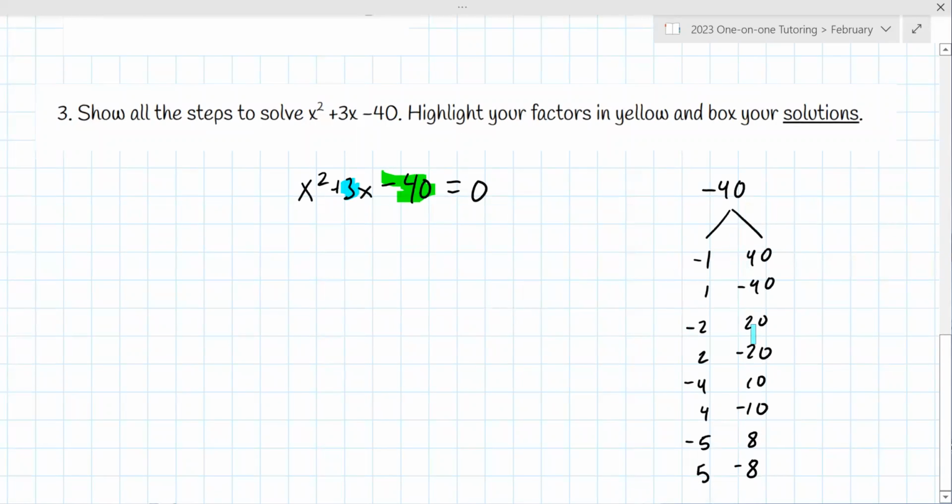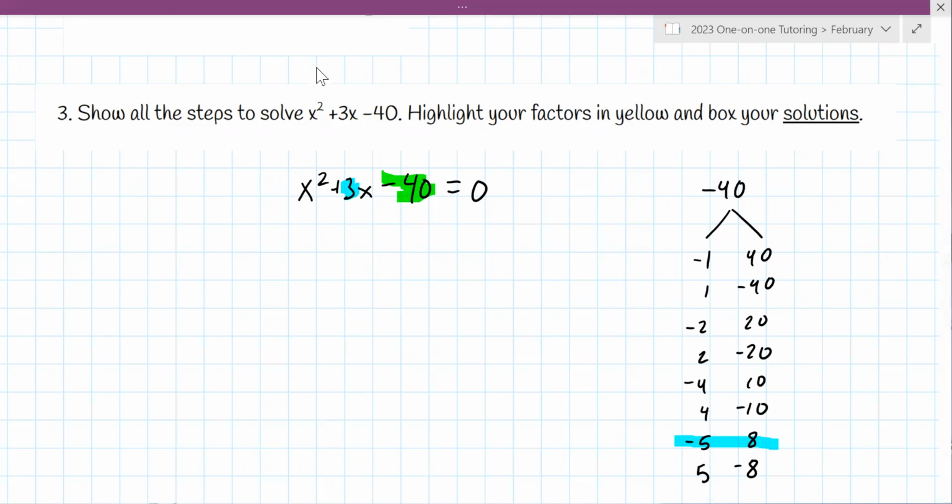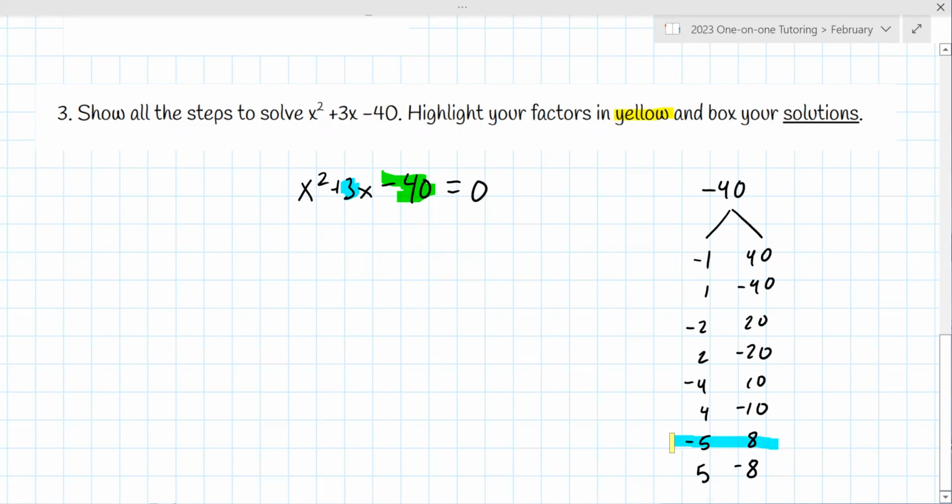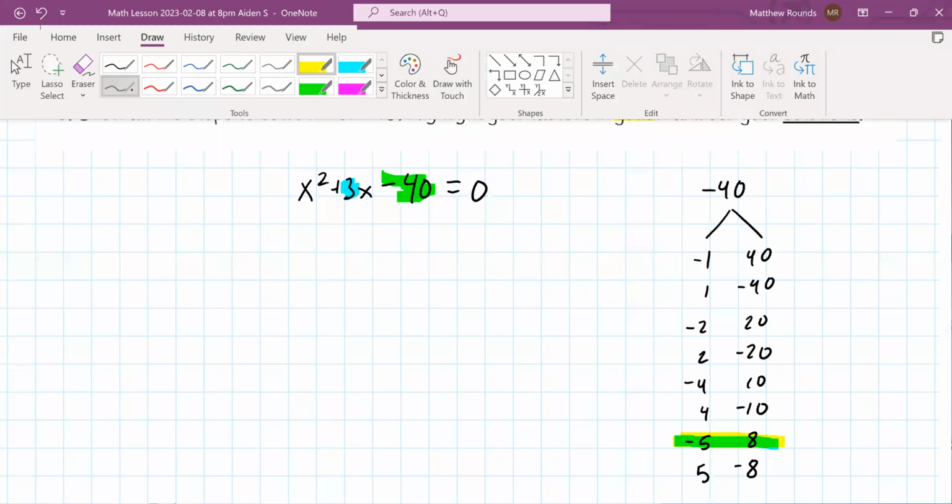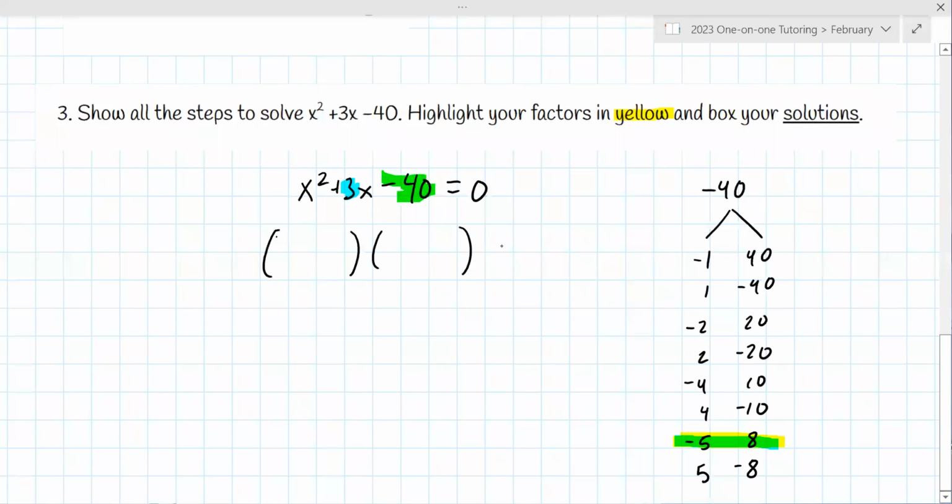Can you look down this list and tell me which one adds up to +3? -5 and 8. That's right. So sometimes you circle them or you highlight them, whatever you need to do. But those are your answers. Oh, it says to highlight your factors in yellow. Let me just redo it. I don't have any highlighters.